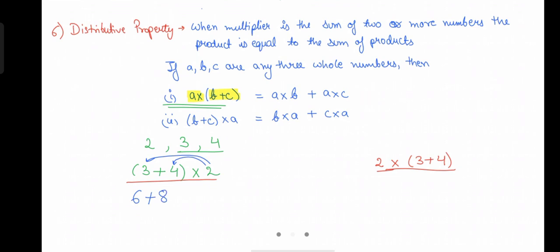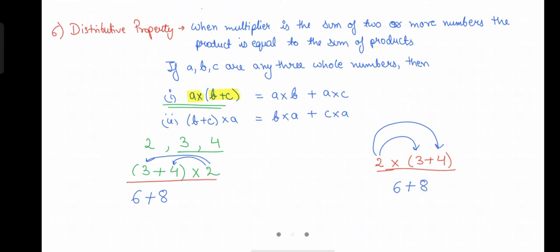What will I be doing in the next case? I will be multiplying this 2 with 3 first. That will be 2 times 3, just 6. And then I will be multiplying this 2 with 4. And my answer in that case will be 8.